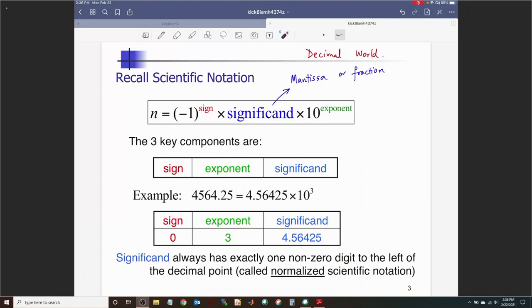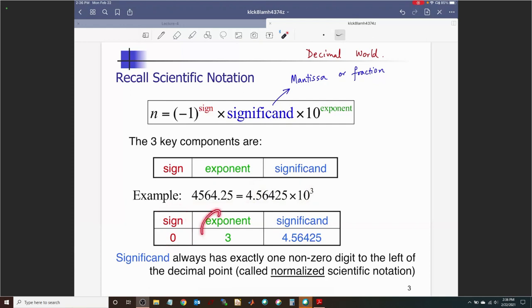So for example, this should be pretty easy. If you have a number in decimal number system such as 4564 decimal point 25, you can express that in scientific notation in the exact same value as 4 decimal point followed by all the digits to the right of the decimal point multiplied by 10 raised to the exponent, in this case 3. So if you have to go back to this, you are essentially taking exponent which is of a positive value plus 3, and you are moving that 3 places to the right, giving you the value of the number itself. So the sign for this particular number is 0, indicating that it's a positive number.